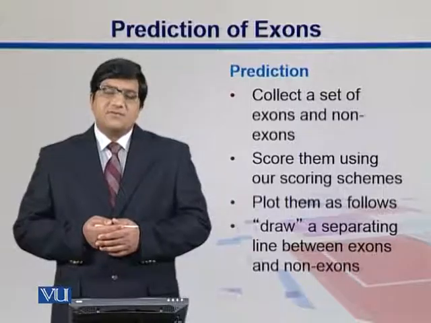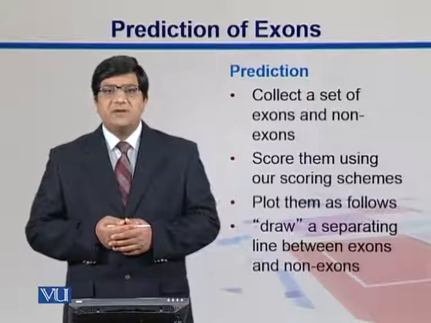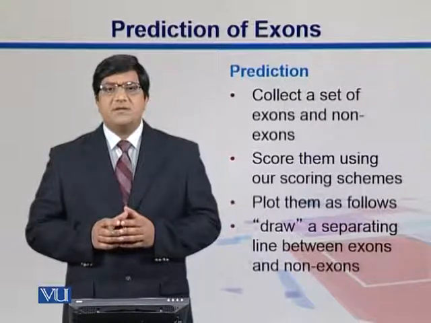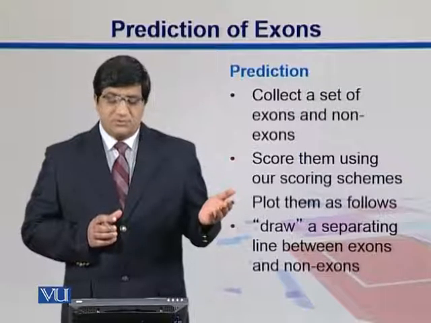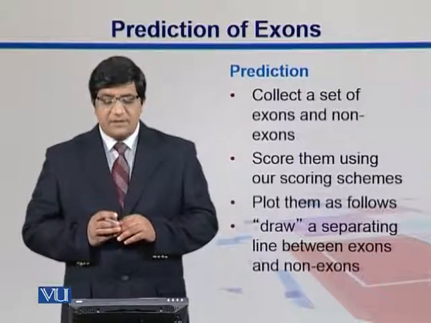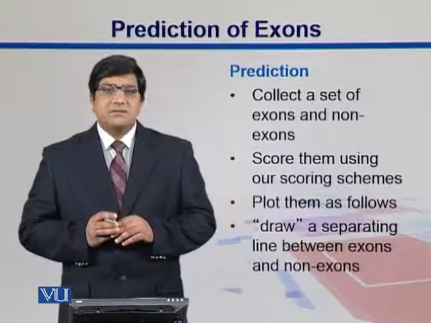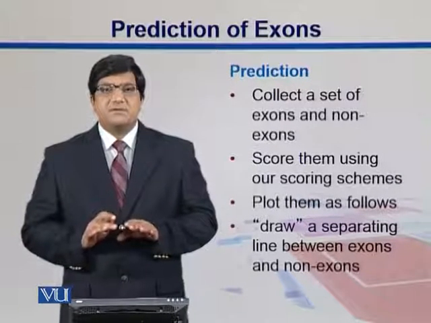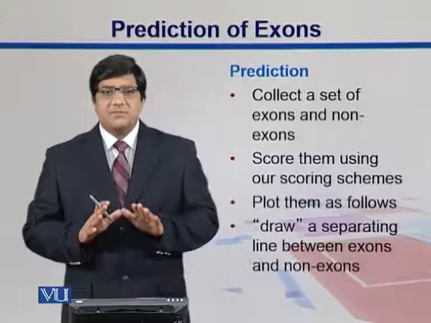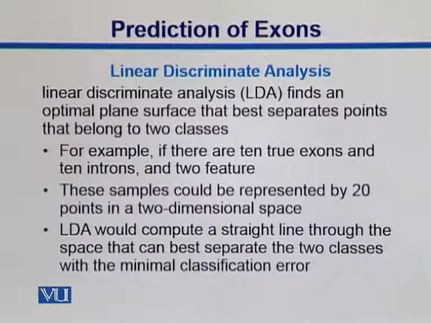As far as the predictions are concerned, what we do here is we collect a set of exons and non-exons. So we take the known exons and we take some regions where we are not sure, or regions where we don't have exons. We score them using some scoring schemes, and then we plot them. Once we plot them, they are in a two-dimensional picture. So exons and introns must be separated from one another. There must be some line from which we can separate them.